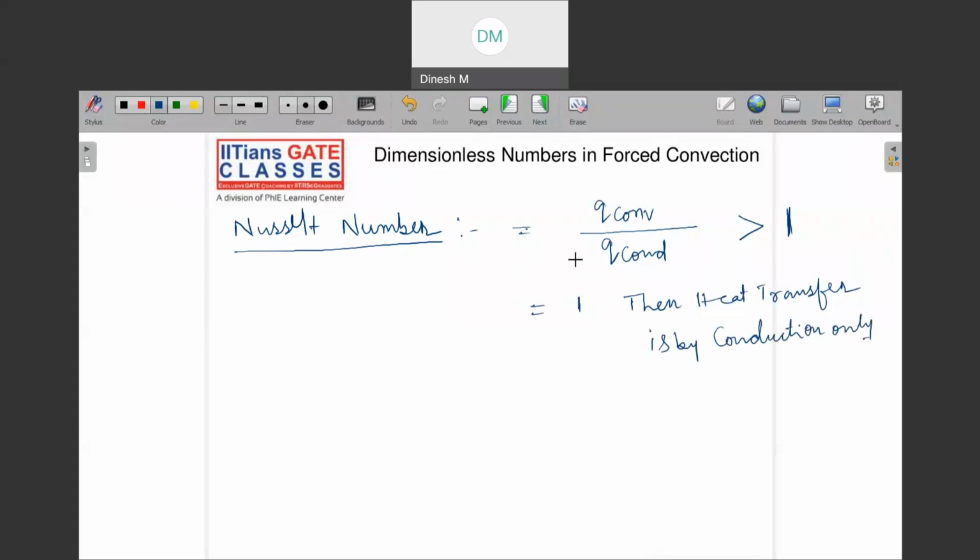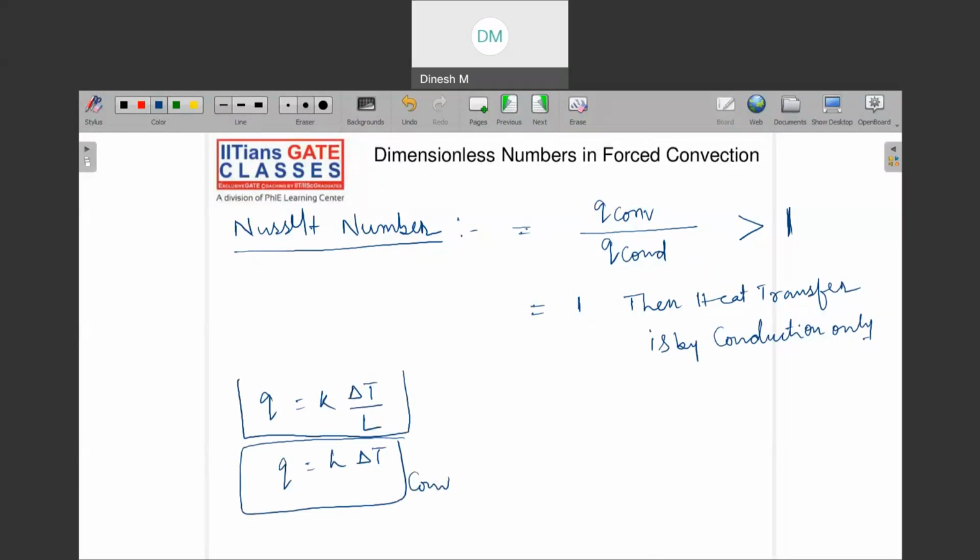Okay. Now let us try to find out how this ratio would look. Can you see that for conduction heat transfer, we have seen that this was nothing but K into dT upon dx, like per unit area if I am willing to write. So can I write this as K into delta T upon L for a given length? And what is Q convection per unit area? Can I write this as H into delta T? So this is convection and this is conduction.